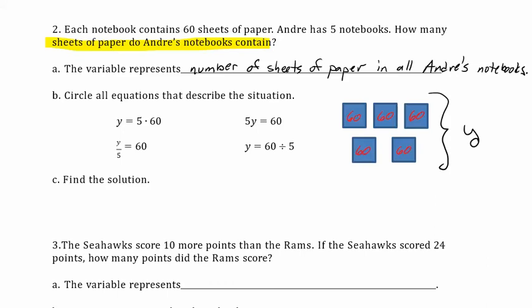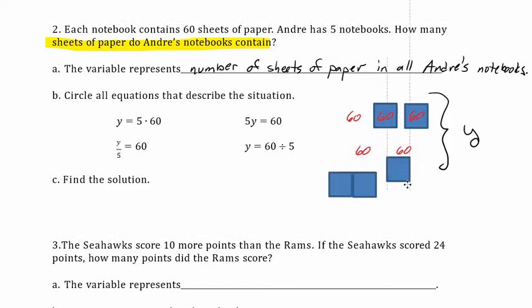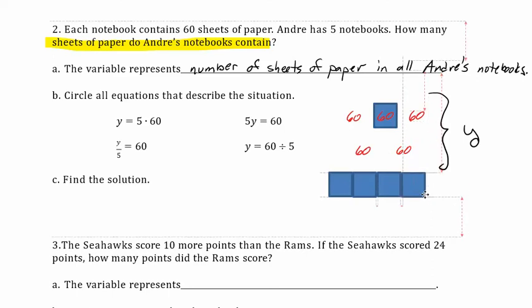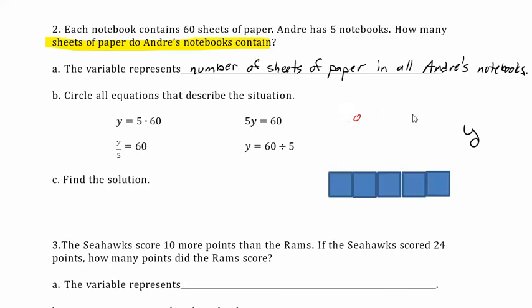We could even use that tape diagram, right? Oh, that's not going to work. I was going to move my squares. If I moved my squares together like this, we could make a tape diagram out of it. And each of these notebooks is worth 60. Let's do it that way. That's kind of fun since we did tape diagrams before. So each of these squares, rectangles, whatever, represents a notebook, and then they have 60 sheets each, and the total sheets of paper is Y.